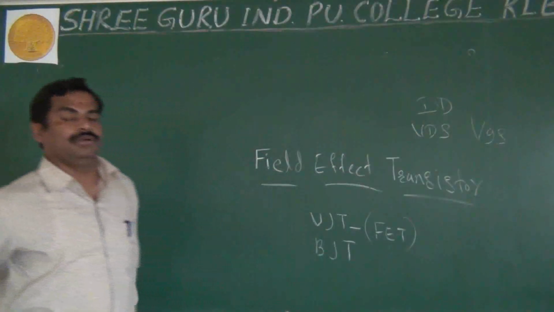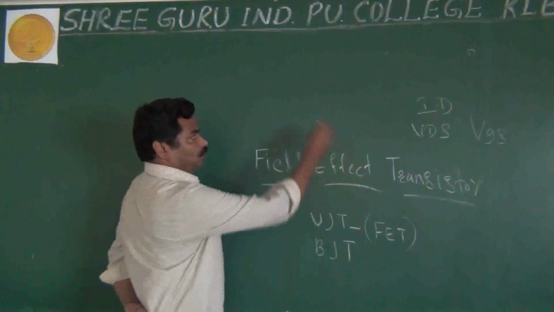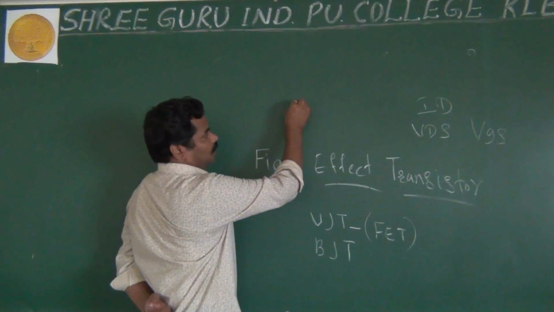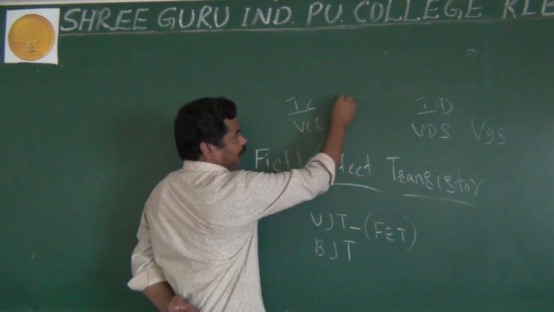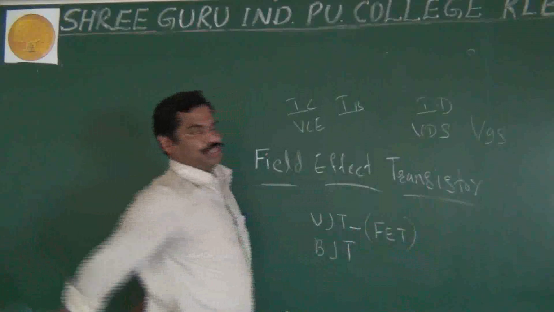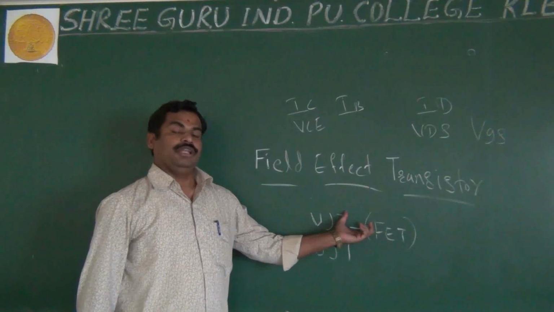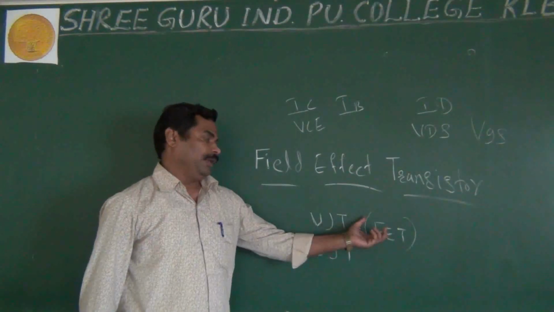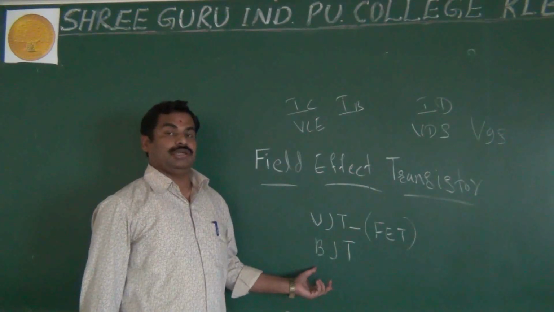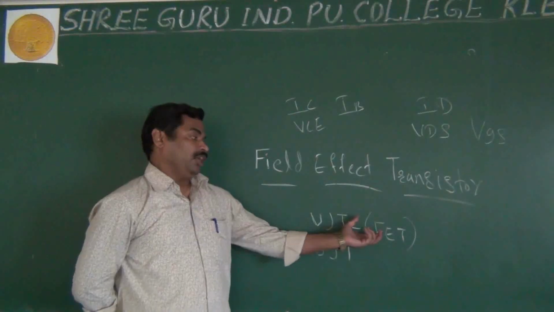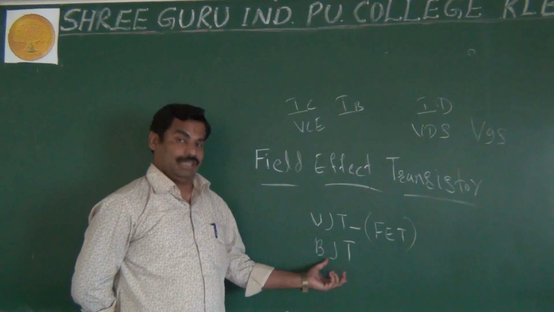As we know, in transistors, it is called a current control device, because the output current IC or output voltage VCE depends upon the input current IB. That's what is called a current control device. The important difference between your FET and BJT: FET is called a voltage control device, the BJT is called a current control device, and FET is called a unipolar device. The transistor is called a bipolar device.